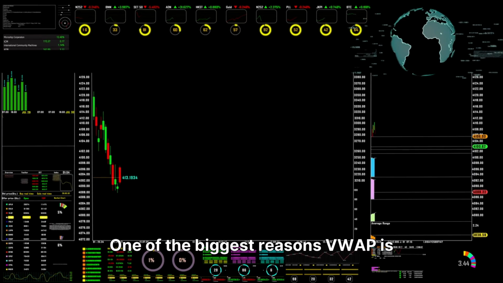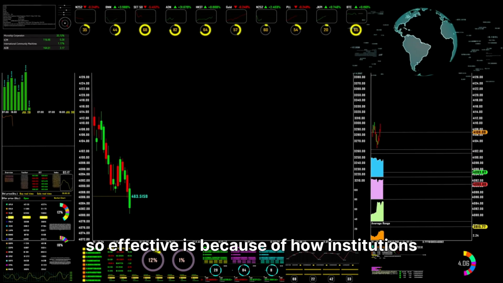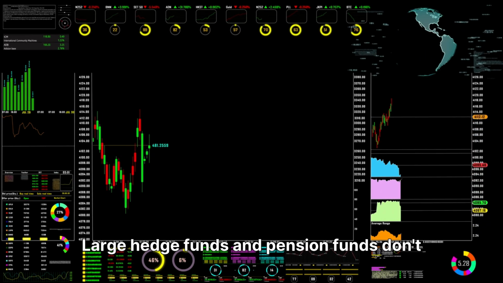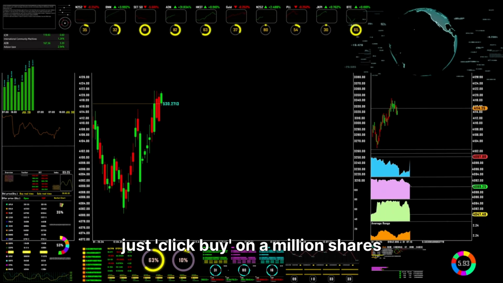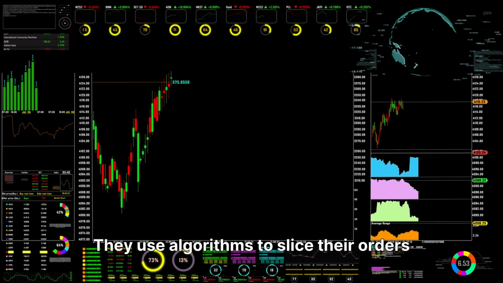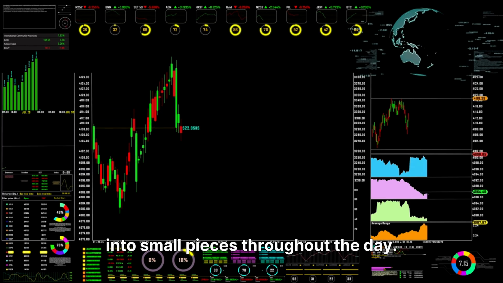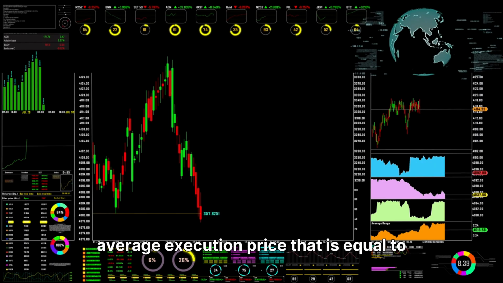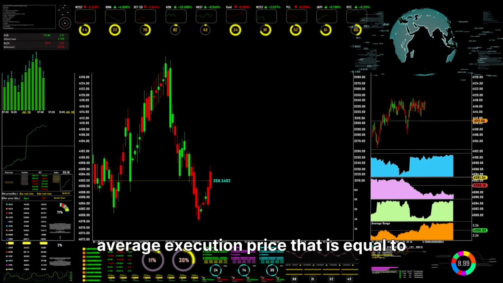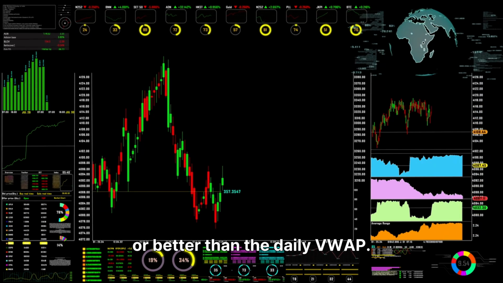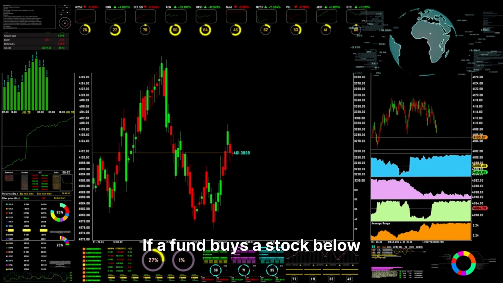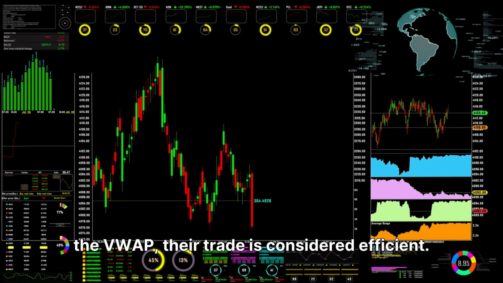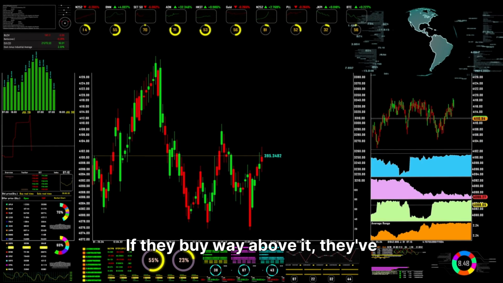One of the biggest reasons VWAP is so effective is because of how institutions use it. Large hedge funds and pension funds don't just click buy on 1,000,000 shares of Apple. They use algorithms to slice their orders into small pieces throughout the day. Their primary goal is to get an average execution price that is equal to or better than the daily VWAP. If a fund buys a stock below the VWAP, their trade is considered efficient. If they buy way above it, they've overpaid.